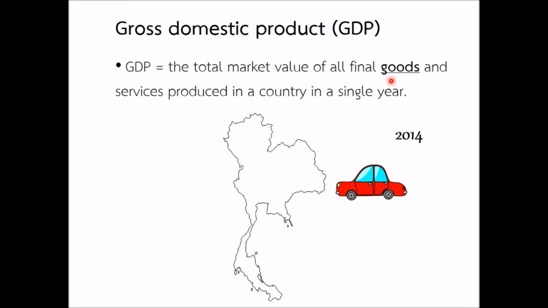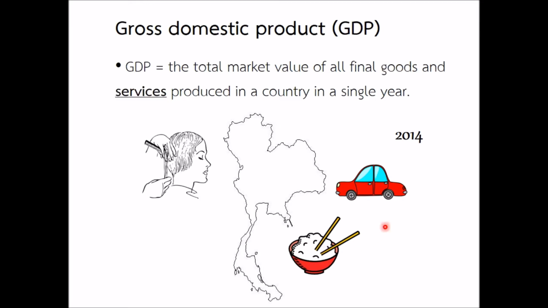So what are goods and services? Goods are things that are produced in a country, like for example cars. Or it can also be something like food, like rice that is produced in Thailand. Cars and rice are goods. On the other hand, we have so-called services. Services are also produced in a country, but services are more things that people do for us or that companies do for us.